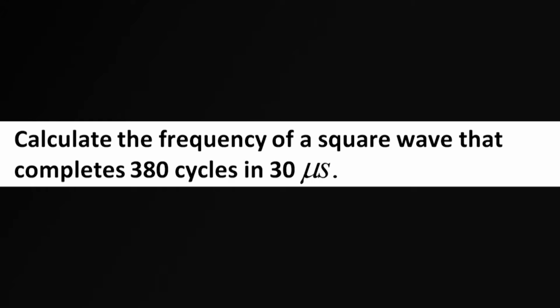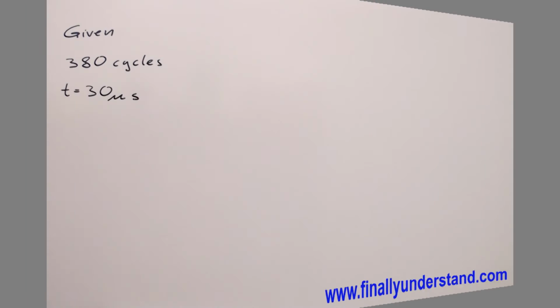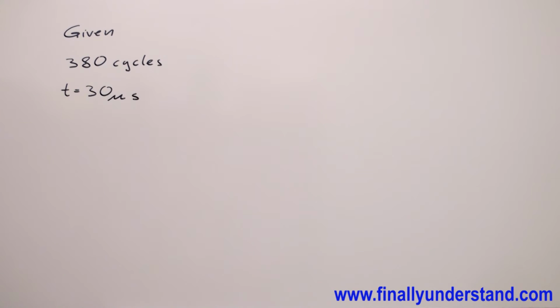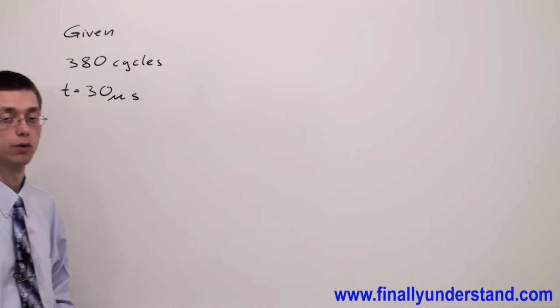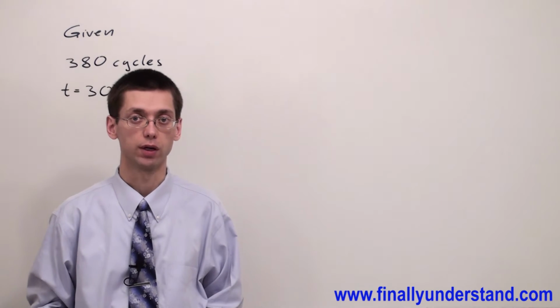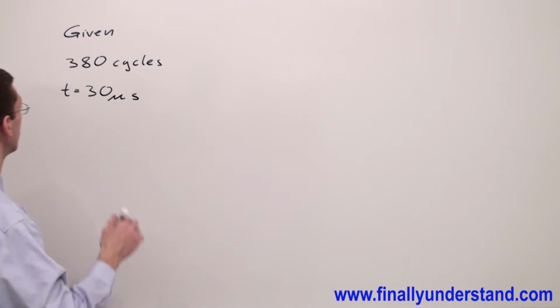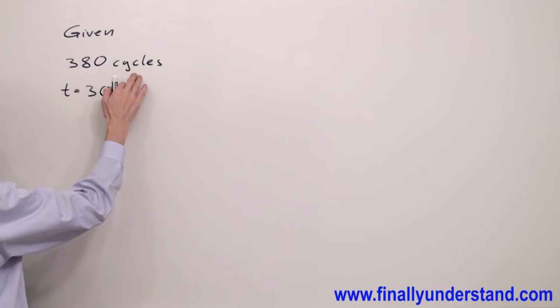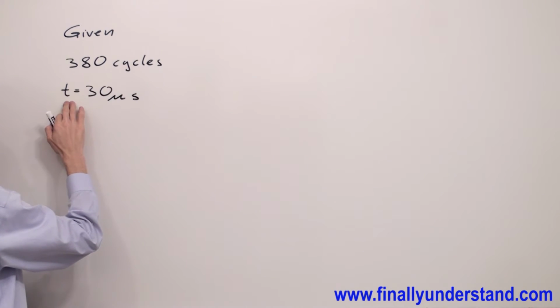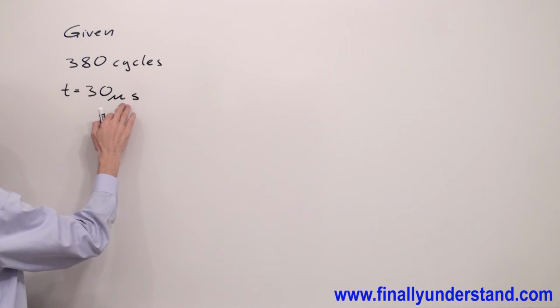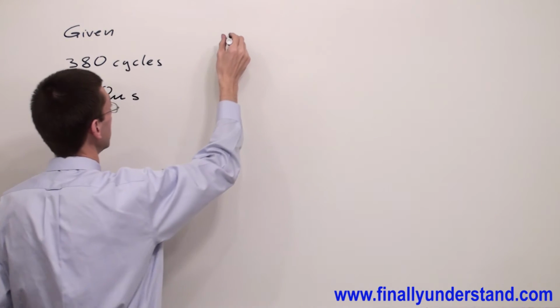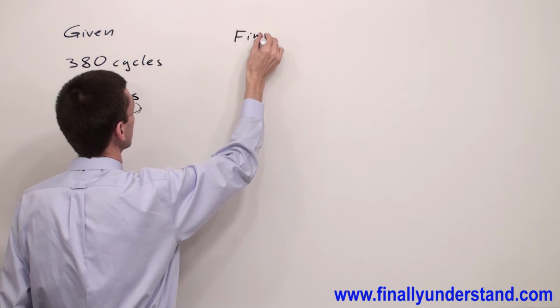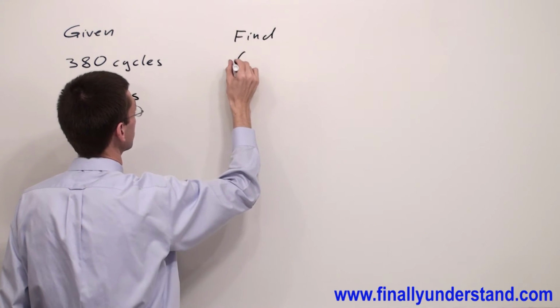Calculate the frequency of a square wave that completes 380 cycles in 30 microseconds. Again, we are going to write everything, whatever is given. We have 380 cycles and time 30 microseconds. We have to find the frequency.